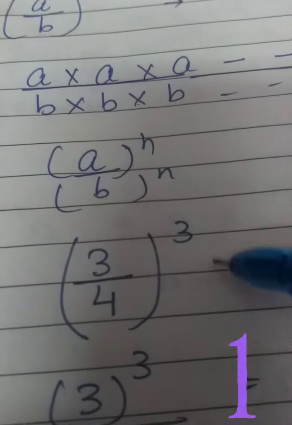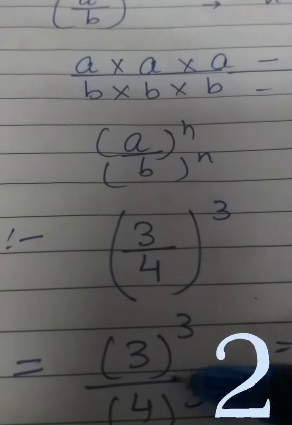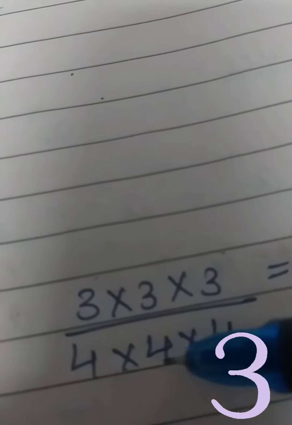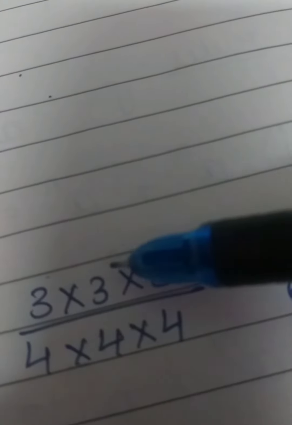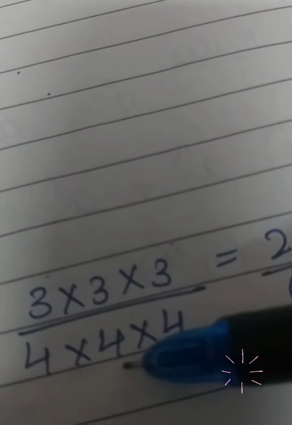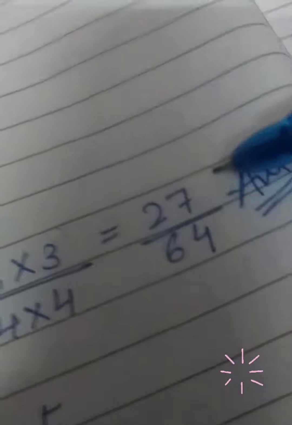For example, if we have (3/4) raised to power 3. In this case, 3 raised to power 3 and 4 raised to power 3 will be equal to 3 into 3 into 3 upon 4 into 4 into 4, which will give us 3 3s are 9 and 9 3s are 27. Similarly, 4 4s are 16 and 16 4s are 64. So your answer will be 27 by 64.